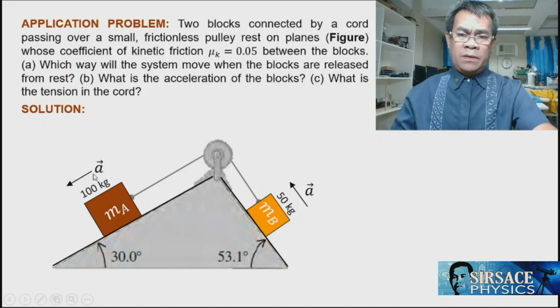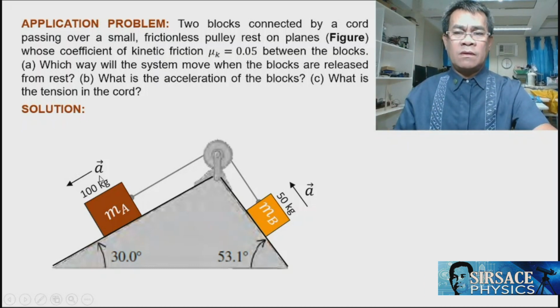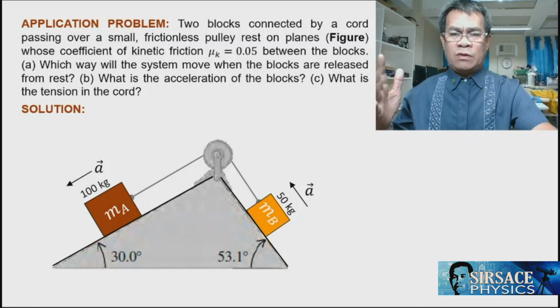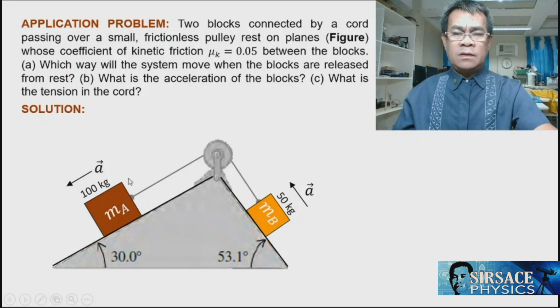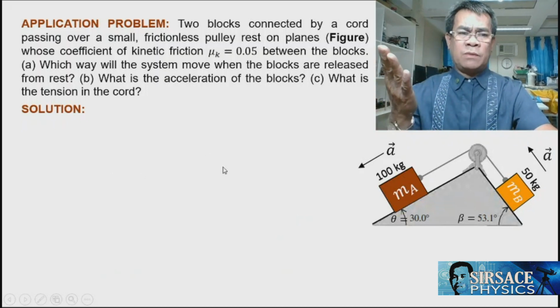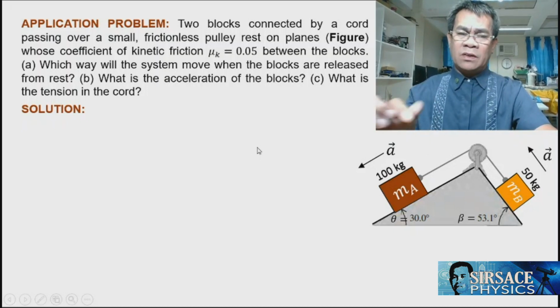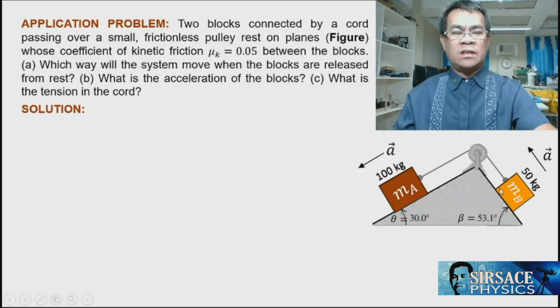Now, if A is negative, there are two possibilities. Either your assumption is wrong, or maybe it is at rest. Then all you need to do is try another assumption of direction. You have to assume the opposite direction. If the answer is still negative, then say that the object is at rest. Or if the answer is very close to zero, then the system is at rest.